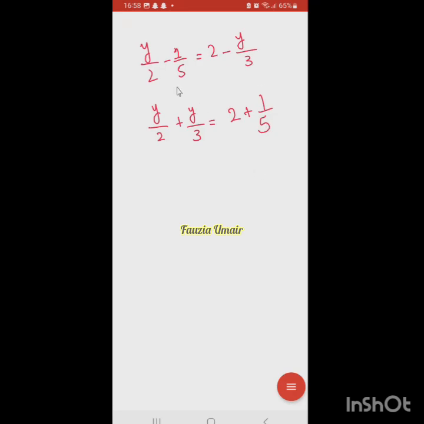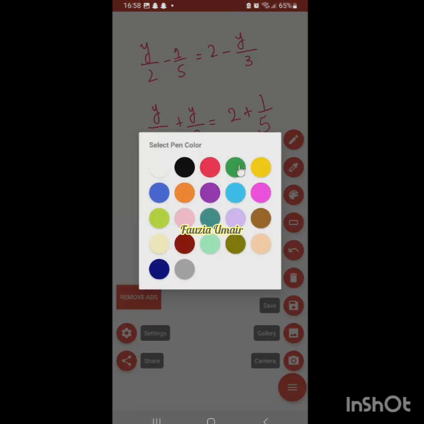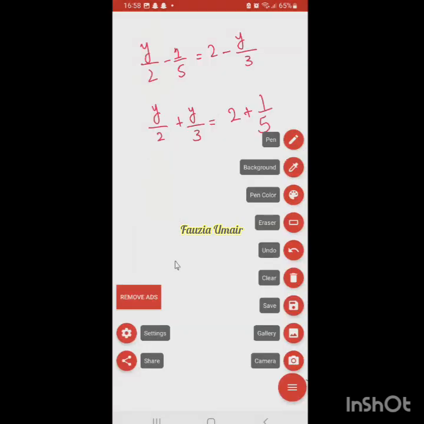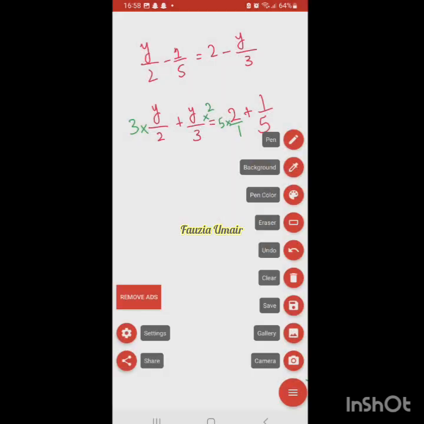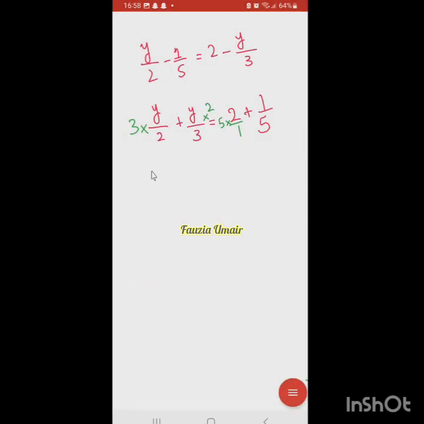Yes. So now we need to make the denominator same. How to do the denominator same here in this case on the left side? We will multiply this with 3 and y by 3 with 2, right? So now there is 1 in the denominator. To make the denominator equal, I will multiply it with 5, right? I have changed the color so that it is visible. So now you can just write it down.